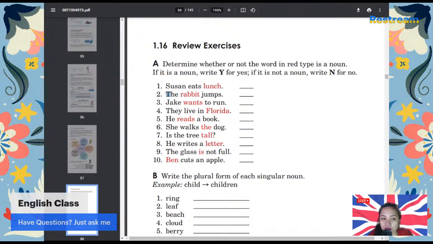Okay, so how about the next one, the second sentence, the rabbit jumps. We have the red word rabbit. So is a rabbit a noun? Yes or no?